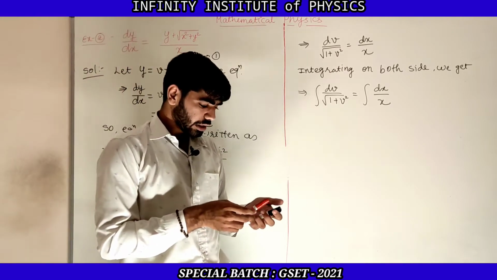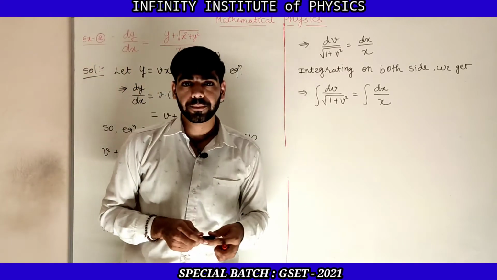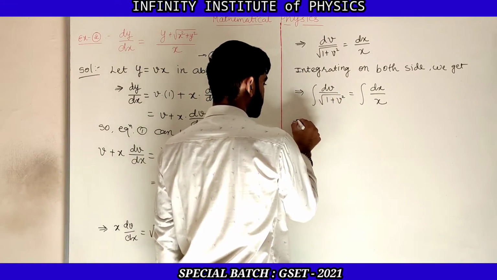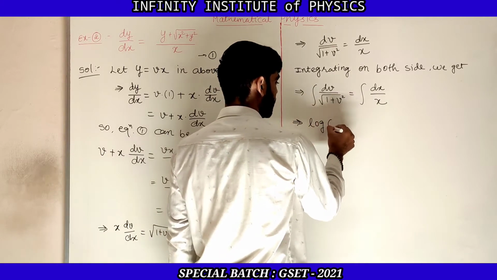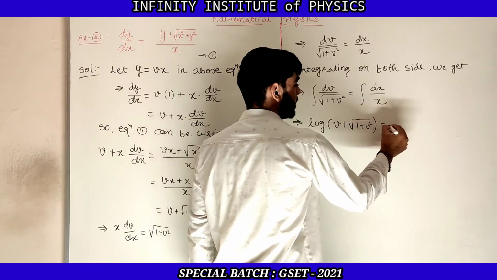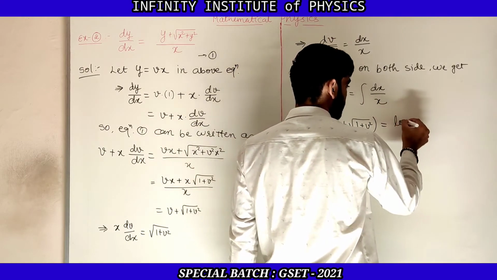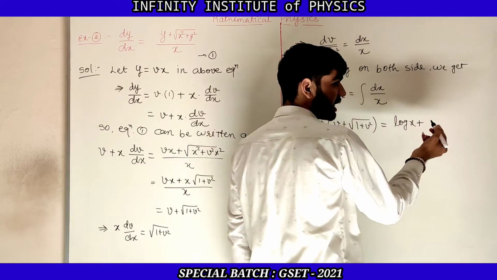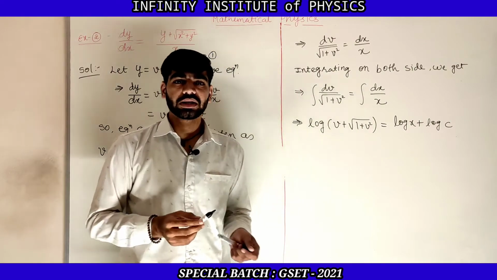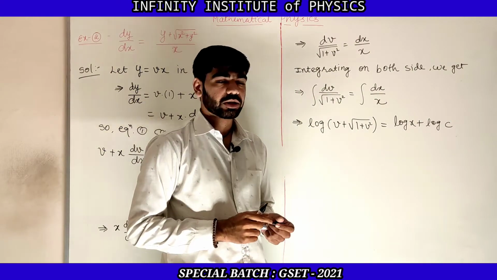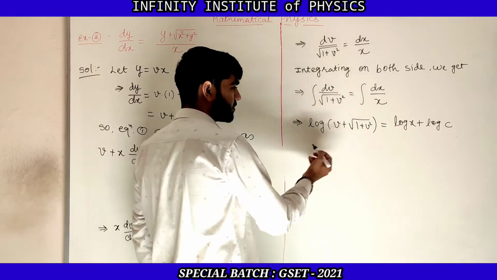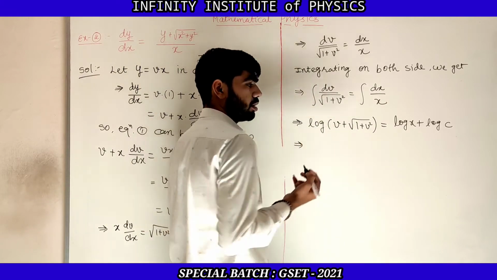So now that integration is given by integration of dv upon square root of 1 plus v square, that is log of v plus square root of 1 plus v square, and the integration of dx upon x, that is log x, and the constant that I am writing as log c. And why I am writing it as log c, we already discussed in the last lecture, because that will simplify it into the simplest form. So that's why we are writing it as log c.